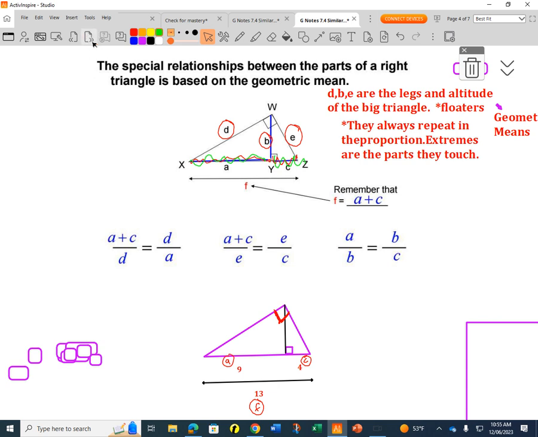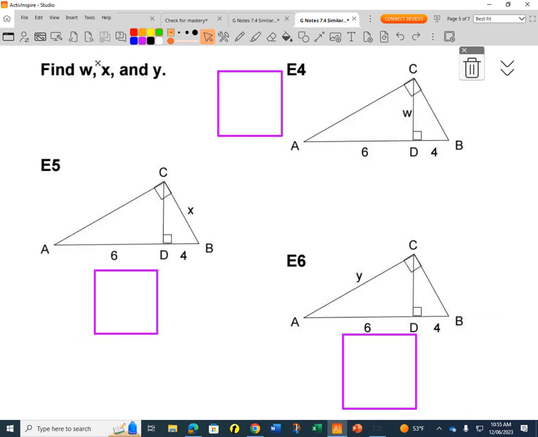All right. So we're going to start with example 4. And we need to be able to find W, X, and Y. In example 4, there's only a W. So in that diagram, which of those expressions is the geometric mean? Caleb, do you know? In example 4. Yes, W. Remember, it's the length of the altitude in here. So W is the geometric mean, so we're going to use a proportion.